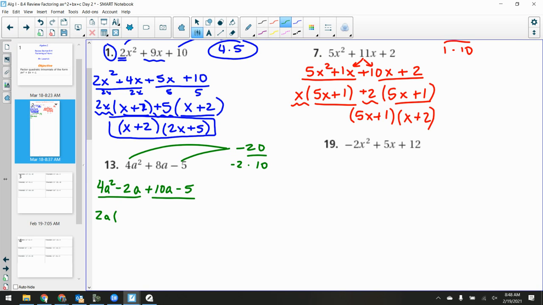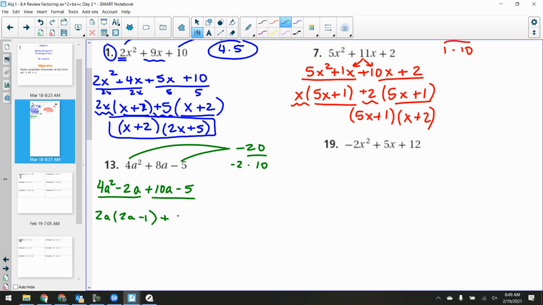Nope, that was right. 2a. So we're leaving with a 2a minus 1. And then, John, what's my GCF of my second two terms? Negative 5. Leave off the negative. 5. Just a positive 5.